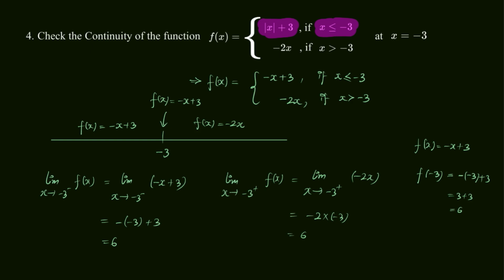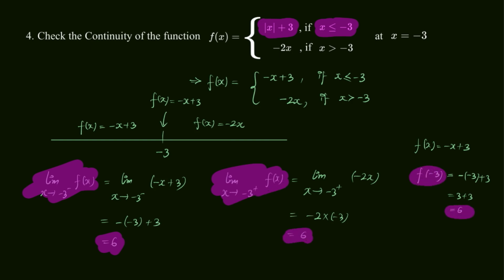Now as you notice, my left hand limit is 6, right hand limit is 6, and my functional value is also 6. That means the left hand limit, right hand limit and the functional value, all three are equal. That means my function is continuous at x equals to minus 3.